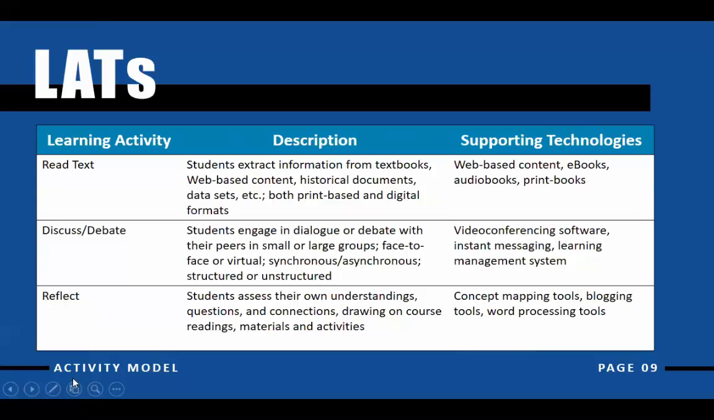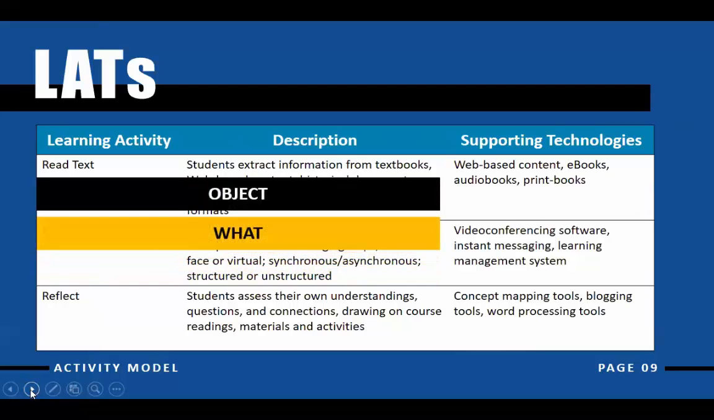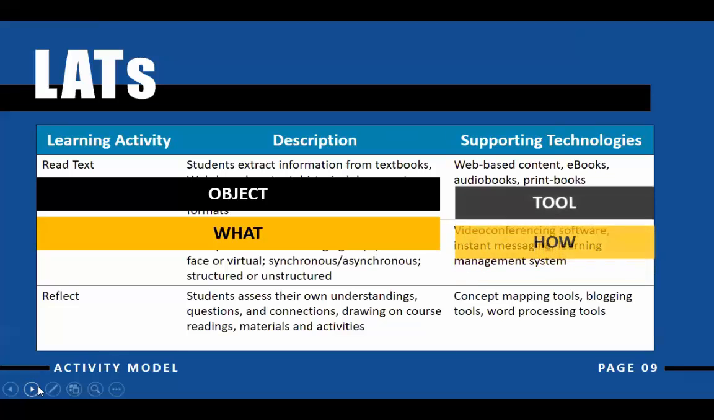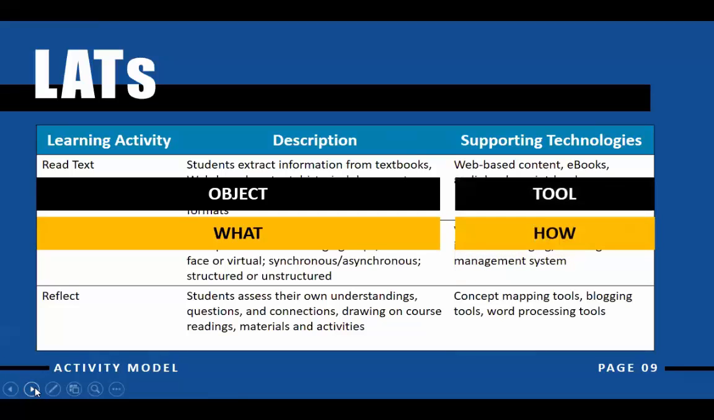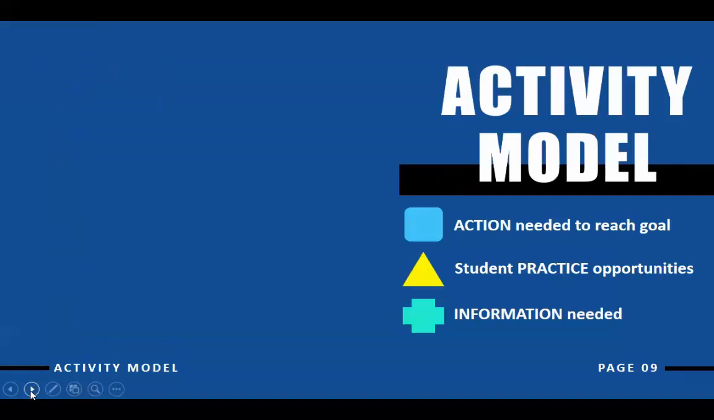Now, back to our model, okay? Back to our activity theory model. These are the whats. What are we having our students do? Those are the hows. How are they going to do that? How are they going to read the text?